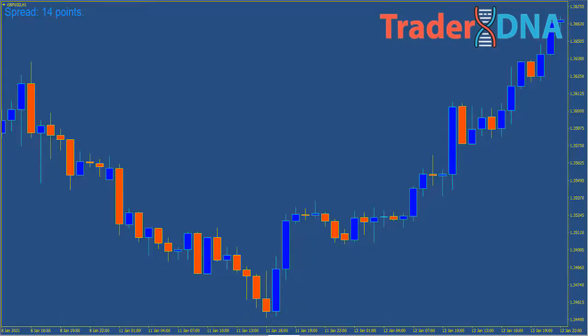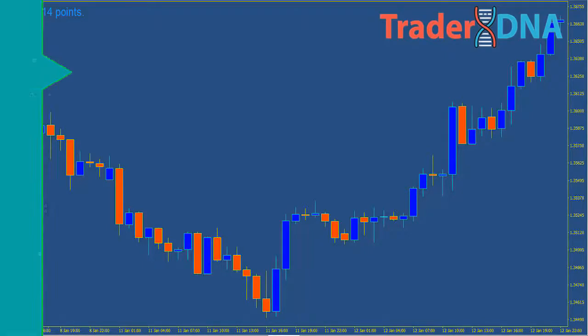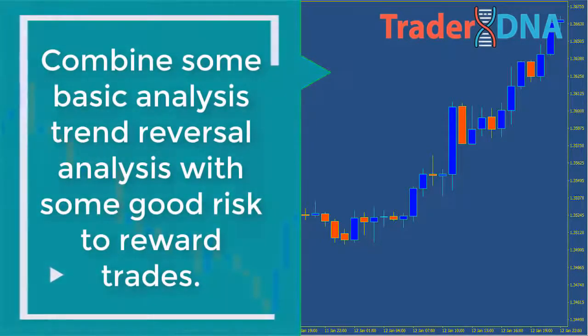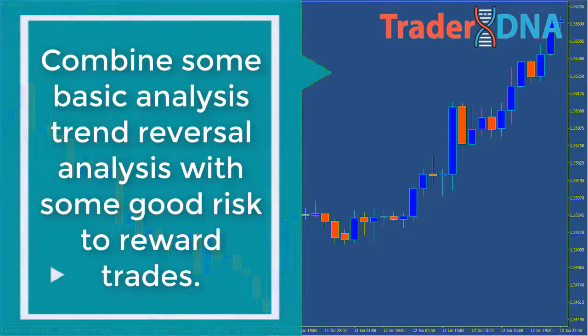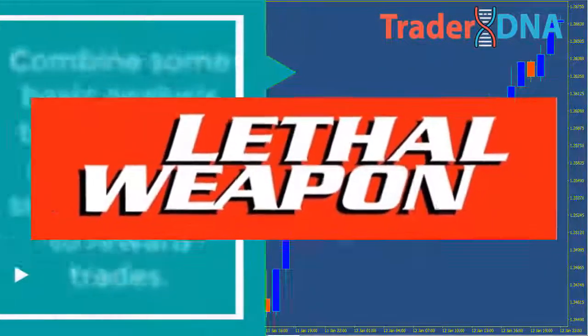Don't tinker with settings or indicators. Combine some price action analysis and trend reversal analysis with some good risk to reward trades. So now, you have a lethal weapon for trading the markets.